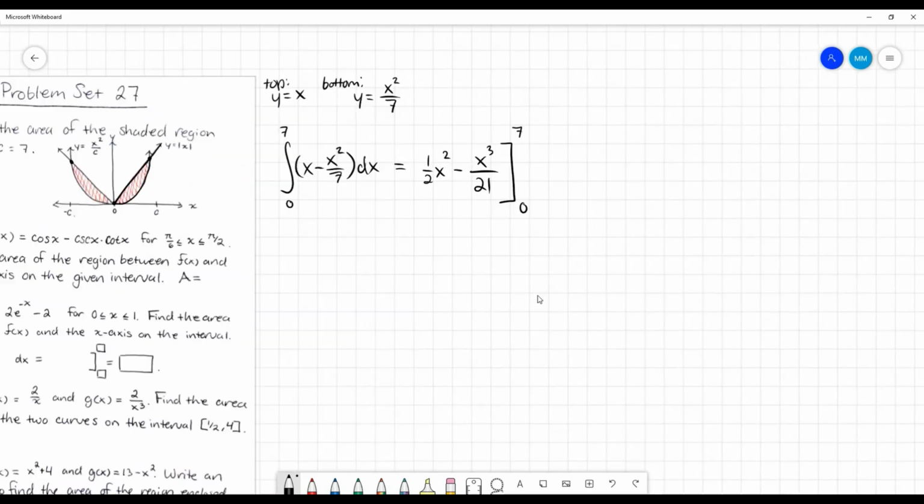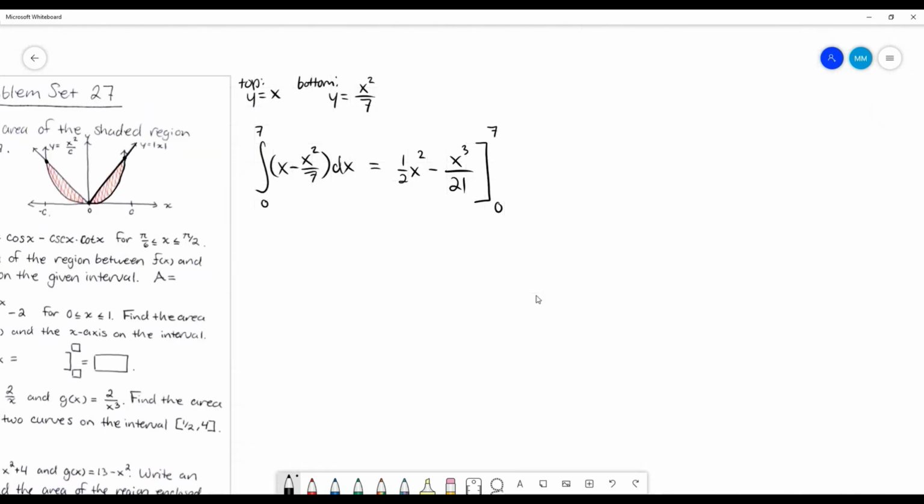And now we want to evaluate that along our bounds. First, plugging in our upper bound, we get 7 squared, which is 49, times 1/2. Then minus, and because 7 cubed is a large number, I believe it's 343, if I remember correctly, I actually noticed that my denominator there has 7 in it. So I'm actually going to write out that 7 cubed, like so, and I'm going to rewrite that 21 as 7 times 3. Now, we cancel out those 7s, and this turns into 7 times 7 divided by 3, or 49 divided by 3.